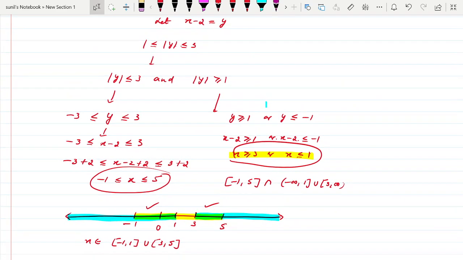Okay guys, this is the end of this video. In the next lecture I will be doing the graphical part of this modulus function and some more inequalities on this.